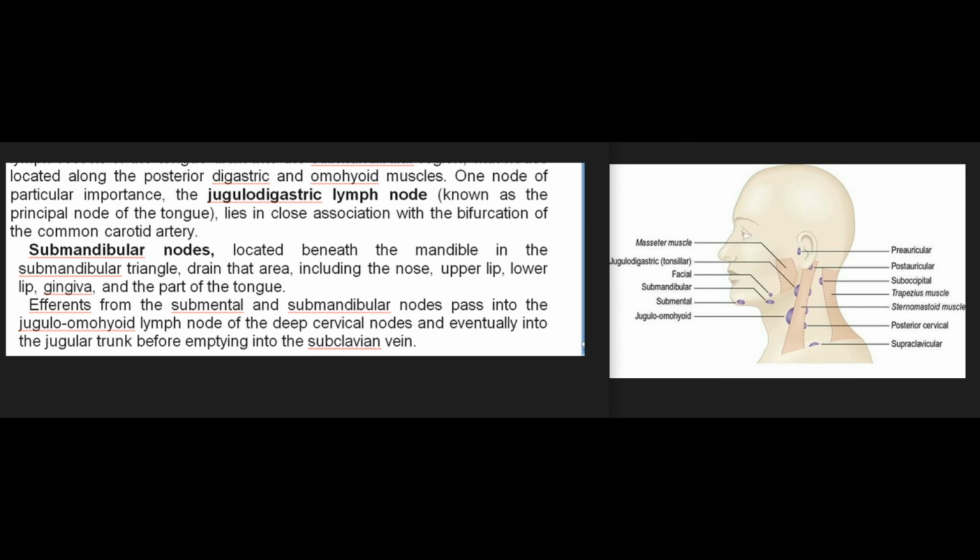Submandibular nodes, located beneath the mandible in the submandibular triangle, drain that area, including the nose, upper lip, lower lip, gingiva, and part of the tongue. Efferents from the submental and submandibular nodes pass into the jugulo-omohyoid lymph node of the deep cervical nodes and eventually into the jugular trunk before emptying into the subclavian vein.